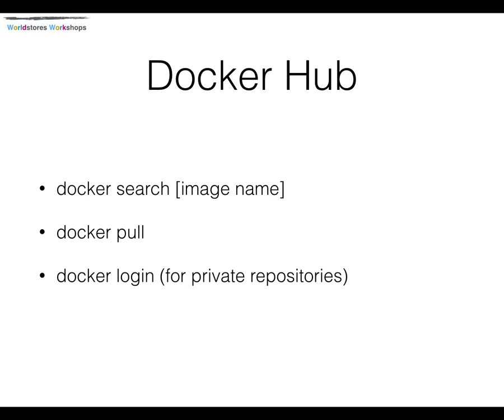To pull an image from the repository, docker pull. If you have any private repositories, which all of ours are, then you have to log in first with docker login, and then you put your username and your password in, and then that allows you to pull down private repositories.